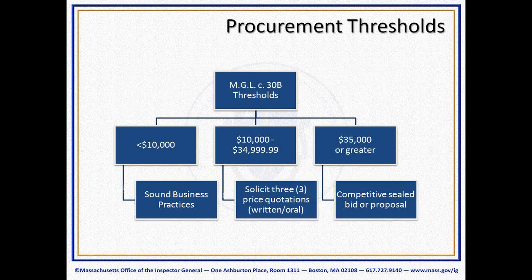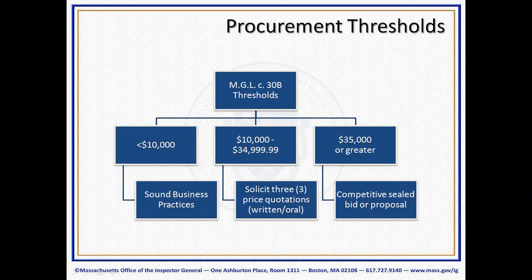All right, I'm going to go over the various procurement thresholds under Chapter 30B. On this flow chart, I'm going to read it from left to right. For procurements under $10,000, sound business practices is the method for procurement. That's the basic due diligence you do as regular consumers: internet research, reviewing flyers and brochures for prices, the everyday methods we use when we're trying to shop and do price comparisons.